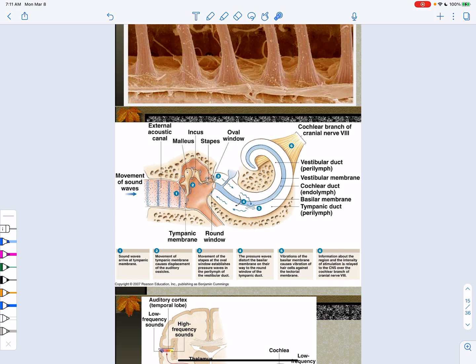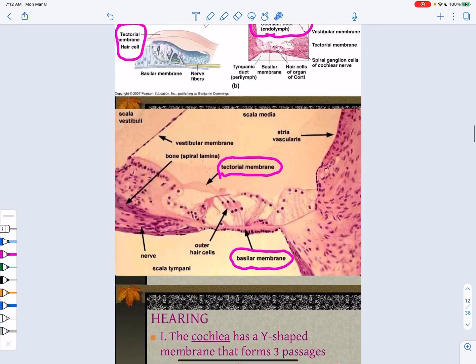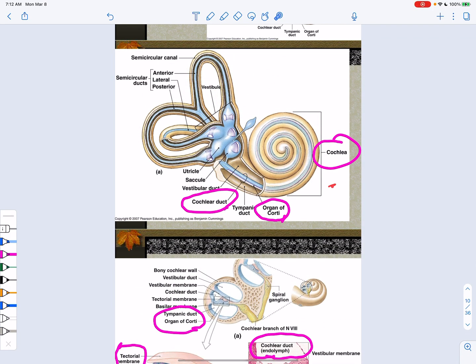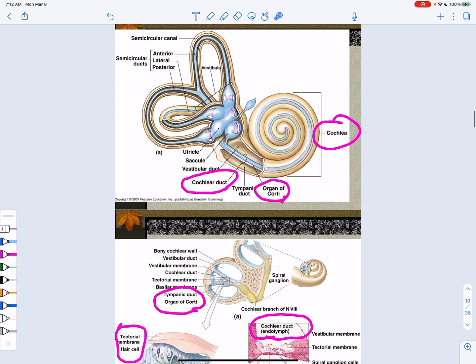So now what we're going to do is we are going to focus on the organ of Corti. And the organ of Corti is the part where we are going to find the basilar membrane. And let me get back up and show you this up here, okay? So remember, we're looking in the cochlea, and we're looking at the organ of Corti, and the cochlear duct is where the sound is going to travel down, okay?